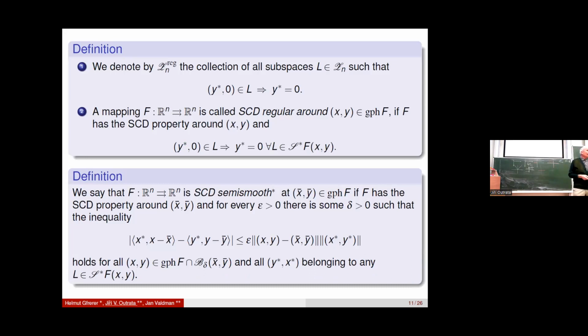Well, I move further and define a certain regularity notion. In smooth methods, clearly, we need two properties to ensure local superlinear convergence. Namely, the semismoothness, which I have already mentioned, and some kind of regularity. In the classical Newton method, we must require non-singularity of the Jacobian. And here this property is, of course, also necessary, and it is supplied by the notion of SCD regularity.